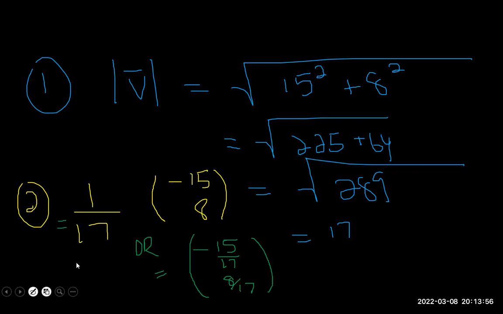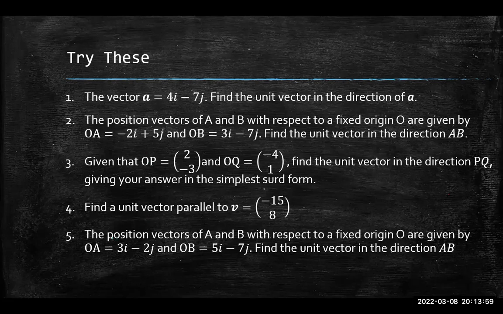Okay. The position vectors of A and B with respect to a fixed origin O are given by OA is equal to 3i hat minus 2j hat, and OB is equal to 5i hat minus 7j hat. Find the unit vector in the direction AB. This question is very similar to this question. Find AB, and only then would you be able to find the magnitude and then find the unit vector. Very simple. Let me know when you finish.